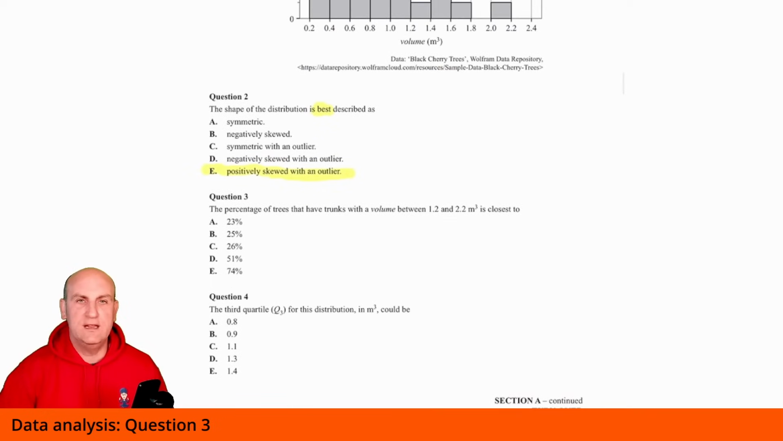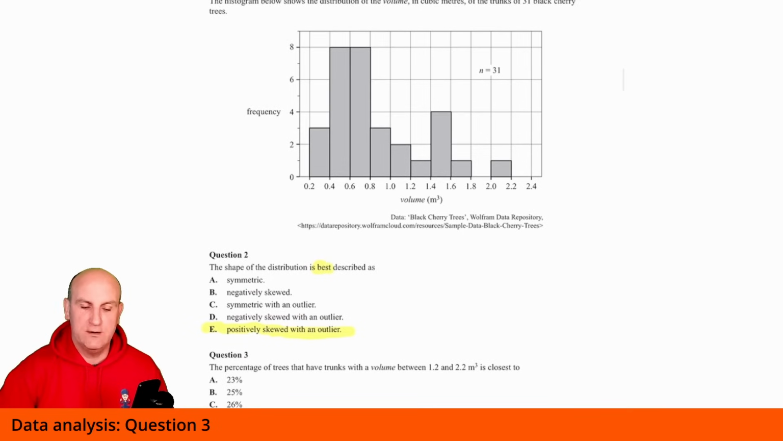Question number three, the percentage of trees that have trunks with a volume between 1.2 and 2.2 meters cubed. If we go back to my graph, I grab my pen, let's see what we can do here. So there's my 1.2 line, and 2.2 is here.